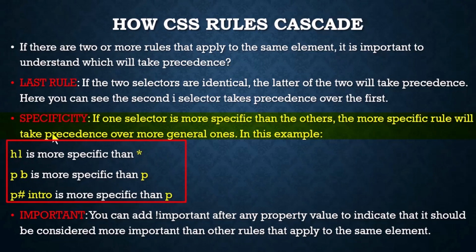So if the rule applies the same to both of them, this will take precedence over that. Now a P B is more specific than a P. P just talks about almost every paragraph, but this is talking about a B that is found in a particular P. So this P B is more specific than a general P.